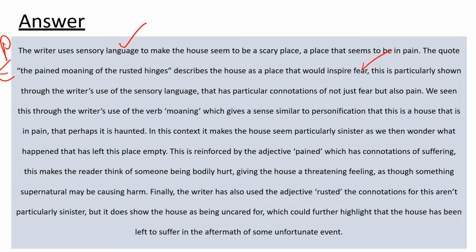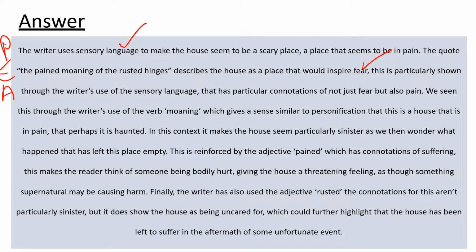So usually with a PEE paragraph, which is something that I recommend with students when they're first learning how to do this, we've got the point, evidence, and then we've got the analysis when we're trying to say how that is happening. So I'm talking about that it will inspire fear. This is particularly shown through the writer's use of sensory language. There's connotations of not just fear but also pain. So that's okay for quite a low grade, about a C or level 4 really.